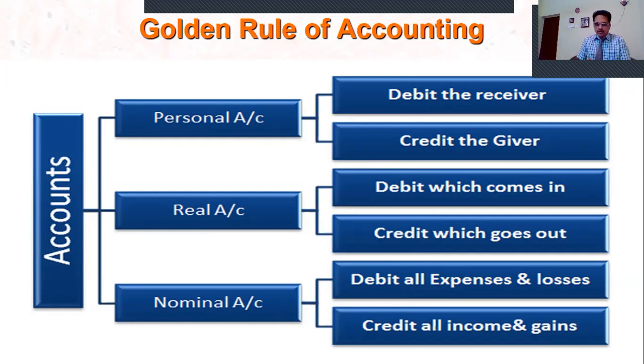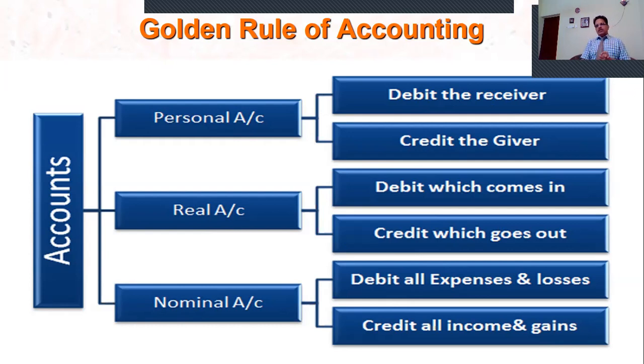The nominal account is the account of expenses, losses, incomes, and gains. According to this rule of nominal account, debit all expenses and losses, credit all incomes and gains. So these are the rules. In accounting, the two sets of rules you have to understand very clearly, you have to learn them by heart. Without understanding these rules, you cannot go an inch ahead in accounting. So this is very, very important.